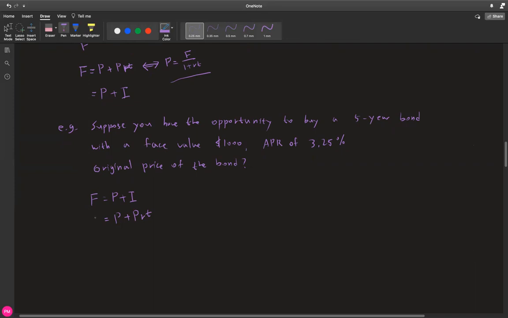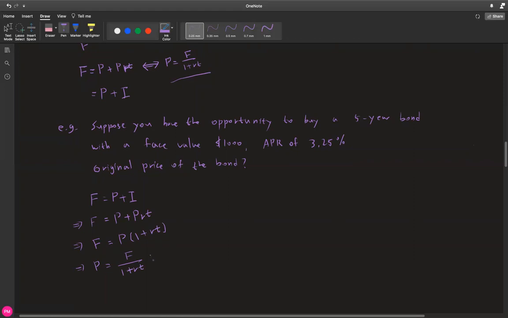So on the right-hand side, we have two P's. And since we want to solve for P, you want to take out the like terms like this, 1 plus RT. And now you simply divide each side by 1 plus RT. So you end up with P equals F over 1 plus RT. So now we already have this.